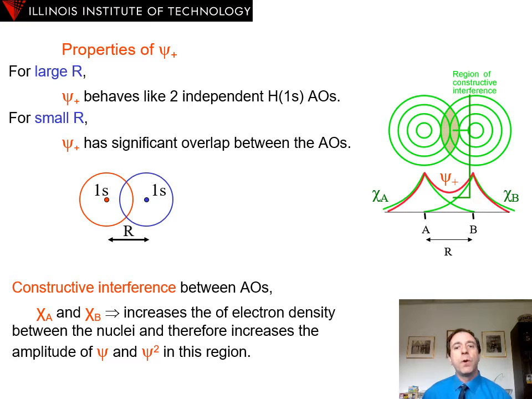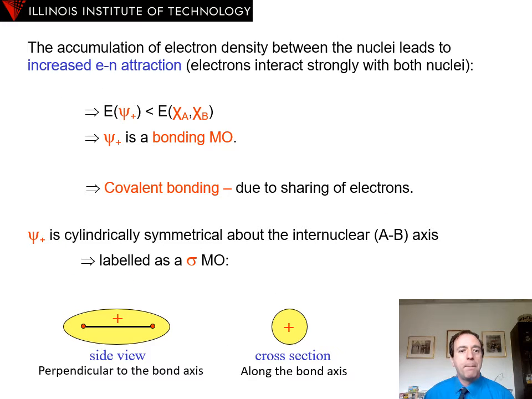So that's what the bonding orbital means, that there is this sort of, I don't know, sweet spot in between the two nuclei where the electron density is increased. So that's what bonding is. And we build a new wave function, which is the bonding wave function. It's that psi plus.